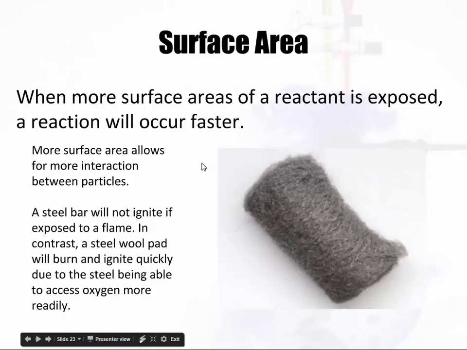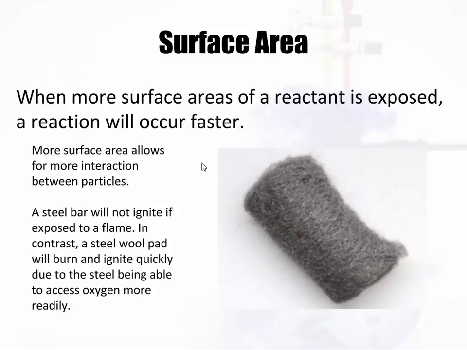Okay, the last way we can affect the rate of our reaction is by changing the surface area. So when more surface area is exposed, the reaction will occur faster. A good analogy to this one is trying to dissolve sugar. If you take a big block of sugar and put it into your tea, it takes a long time for it to dissolve. But if you were to crush up that cube into little small granules and add it to your tea, it's going to dissolve a lot faster.